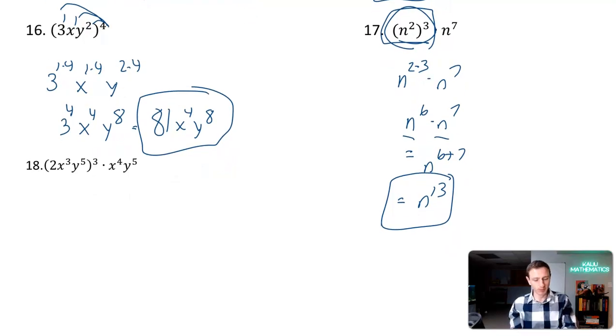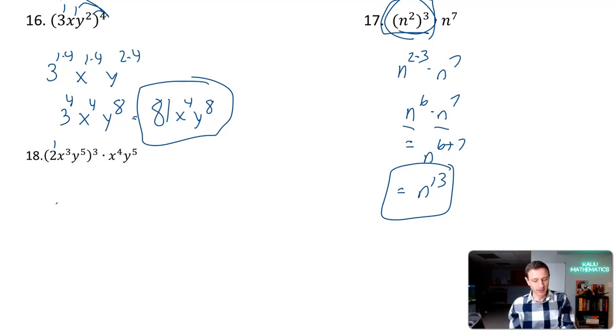And then 18 is pretty much the same thing, just a little bit more advanced, where we have 2 to the 1st, x to the 3rd, y to the 5th, all being raised to the 3rd, and then we're multiplying by x to the 4th, y to the 5th. So this becomes 2 to the 3rd, because this is an exponent of 1, 1 times 3, x to the 9th, 3 times 3, and y to the 15th, 5 times 3, times x to the 4th, y to the 5th.